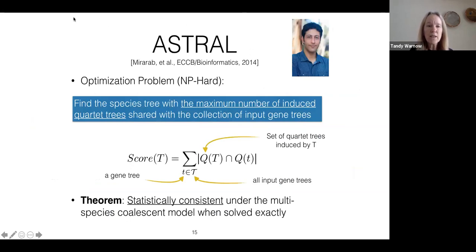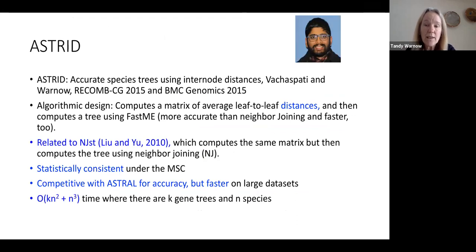It was developed initially in 2014, but it's evolved over the years. It has lots of different bells and whistles now. It's very popular, very fast, very accurate. Astrid is one that people know a lot less about.